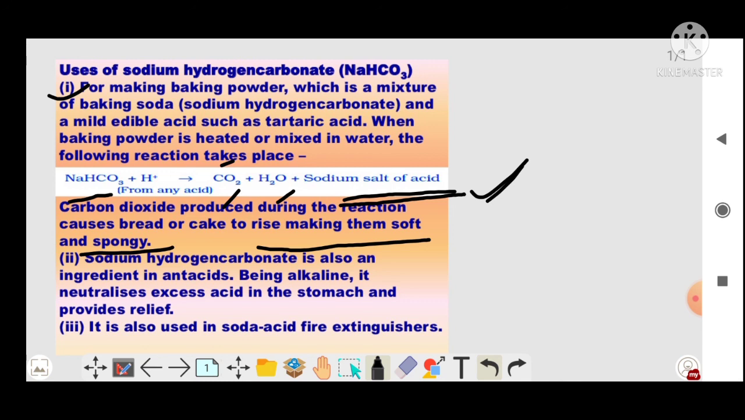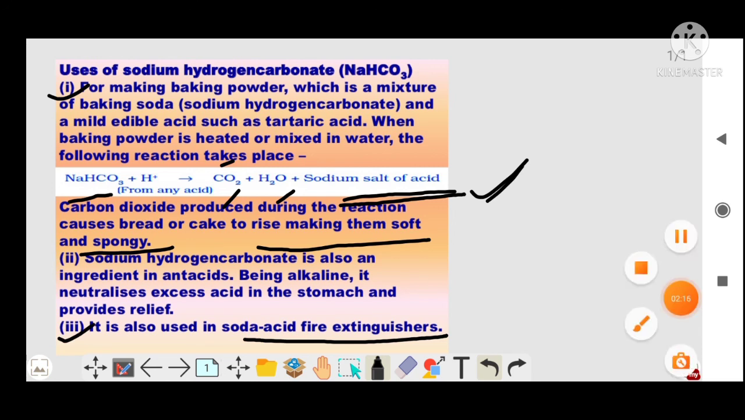Next, sodium hydrogen carbonate is also an ingredient in antacids. Antacids neutralize the action of acids. Sodium hydrogen carbonate is alkaline, so it neutralizes the excess acid in the stomach and provides relief, so it works as an antacid. It is also used in soda acid fire extinguishers, which are used to put out fires. Sodium hydrogen carbonate is used in them too.